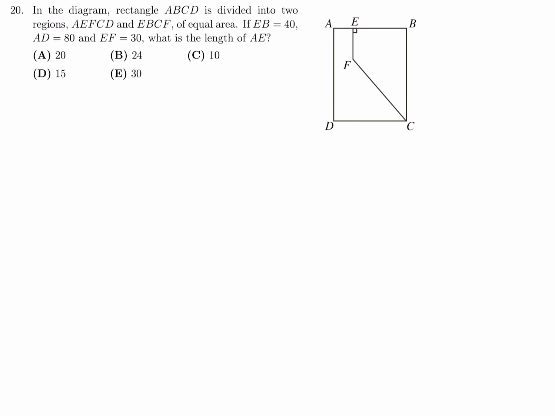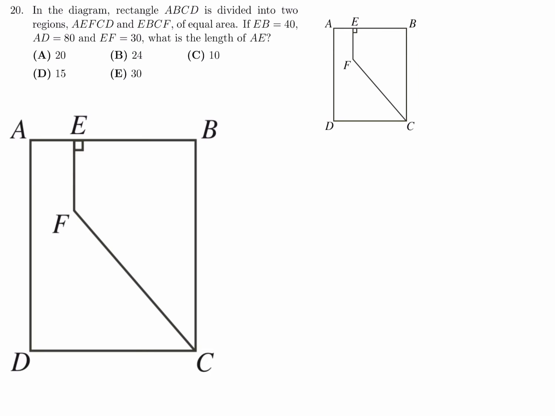In the diagram, rectangle ABCD is divided into two regions, AEFCD and EBCF, of equal area. If EB is 40, AD is 80, and EF is 30, what is the length of AE? Let's break this up into sections. So I'll join the letter F to the side there. We'll draw a line from F all the way down to the bottom. And I think that should be sufficient. One more line to the other side.